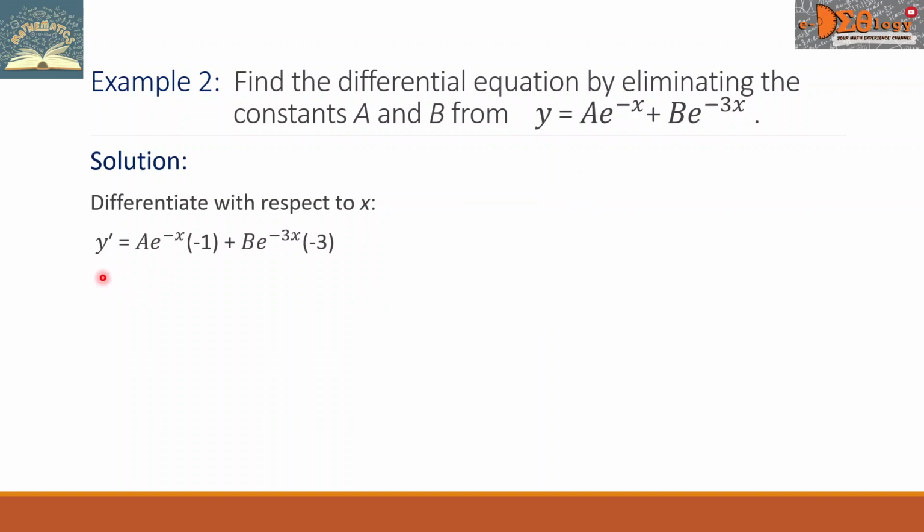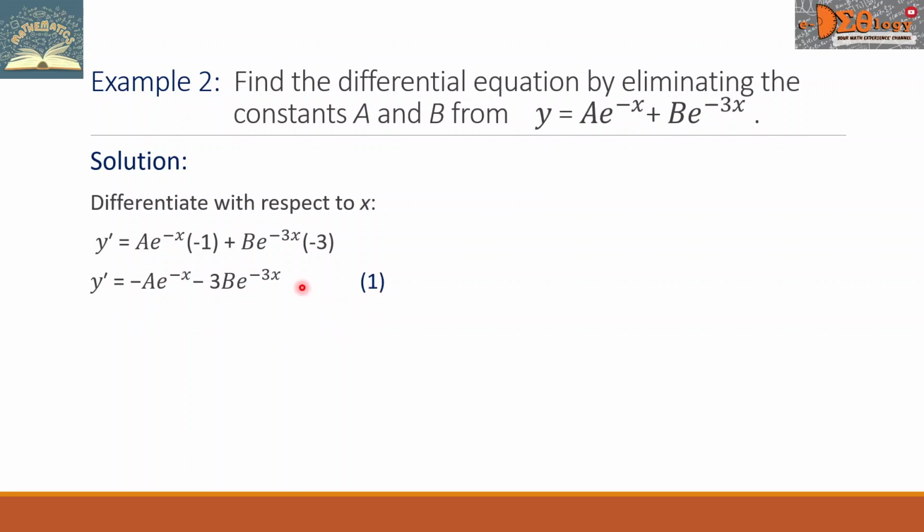We have now y prime, or the first derivative, equals a times e raised to negative x times the derivative of negative x, and that is negative 1, plus b times e raised to negative 3x times the derivative of negative 3x, and that is negative 3. Simplifying the right side, it becomes like this. Let us call this equation 1.